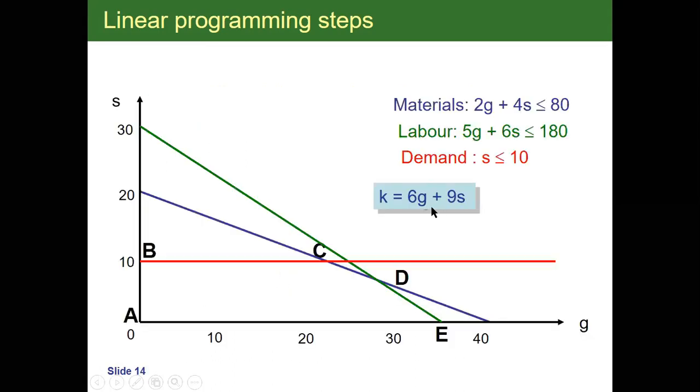K is equal to 6G plus 9S. So this is the function. It is called your objective function, or isocentric line. Now what you need to do, you cannot produce at any level here. You must be producing outside.